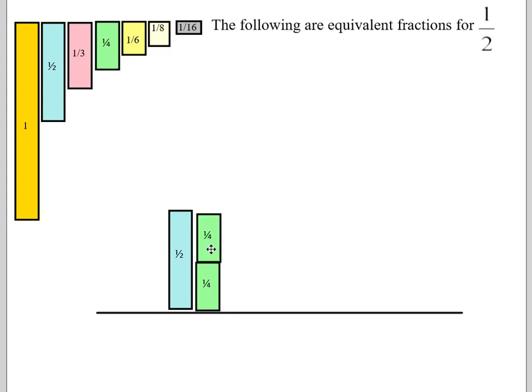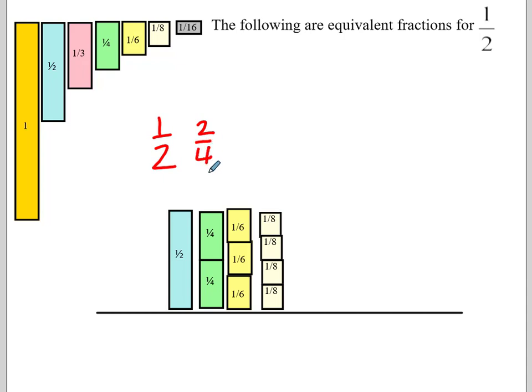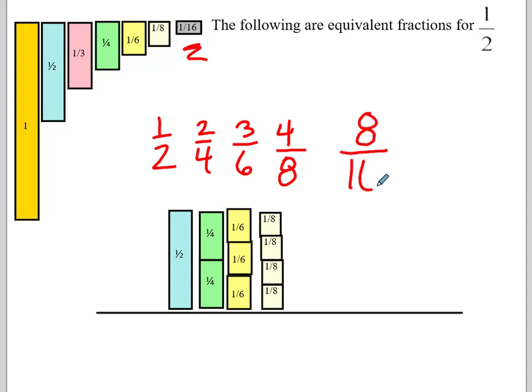I could stack 3/6, okay, if I can actually get them to stack in the right location. And then I could do 4/8. Okay, and I'm trying to go quickly here so they're not stacking super well, but you're going to get the idea. Okay, and I'm not going to do the 16ths because that's going to take a while to move it all around. Okay, so if I was to look at the numbers here, what we would have is 1/2, 2 quarters, 3/6, 4/8, and if I did 16ths, you could probably make the jump to 8/16 without too much issue. Okay, so those are all equivalent fractions.